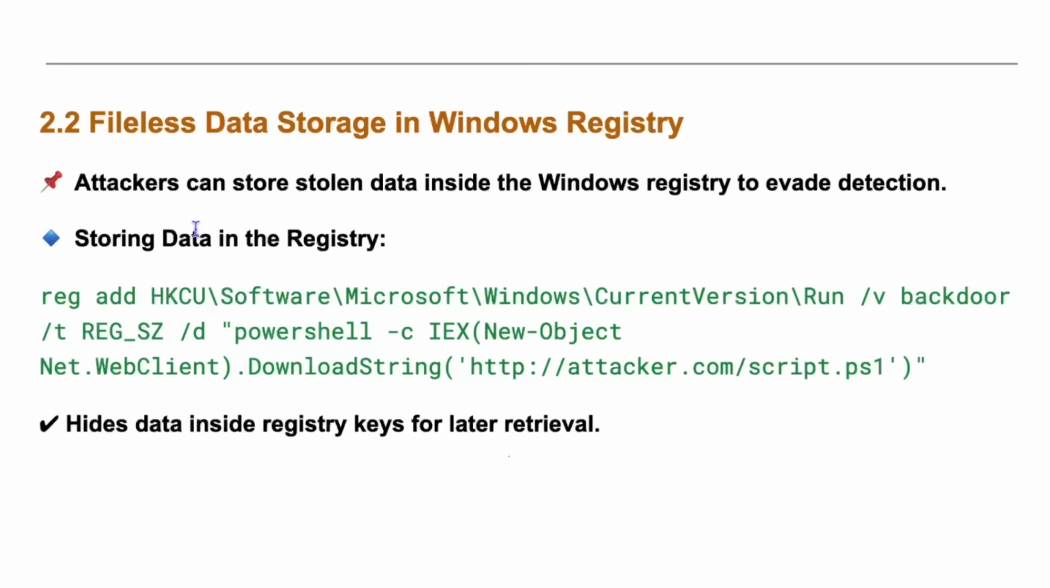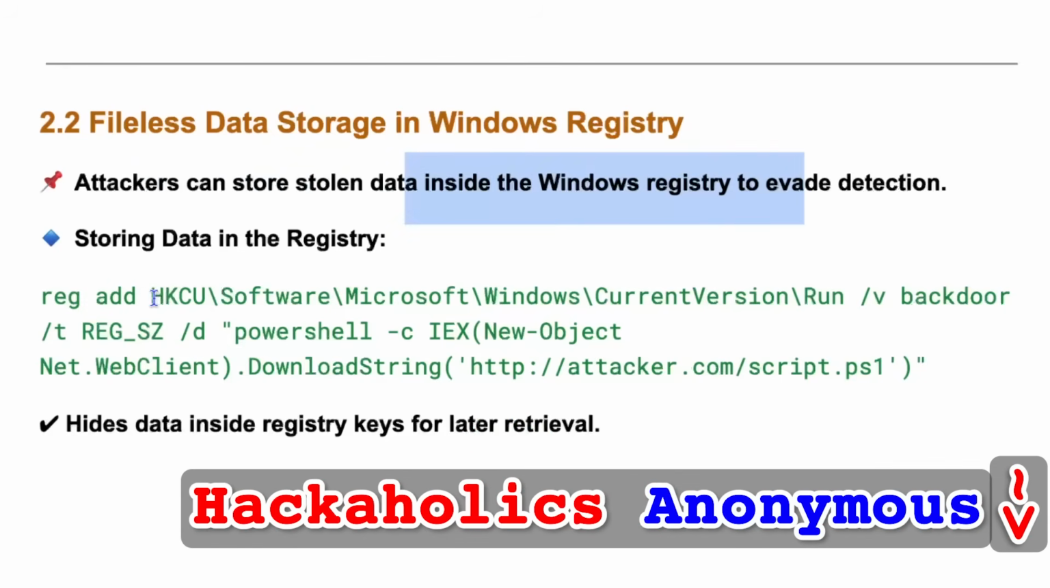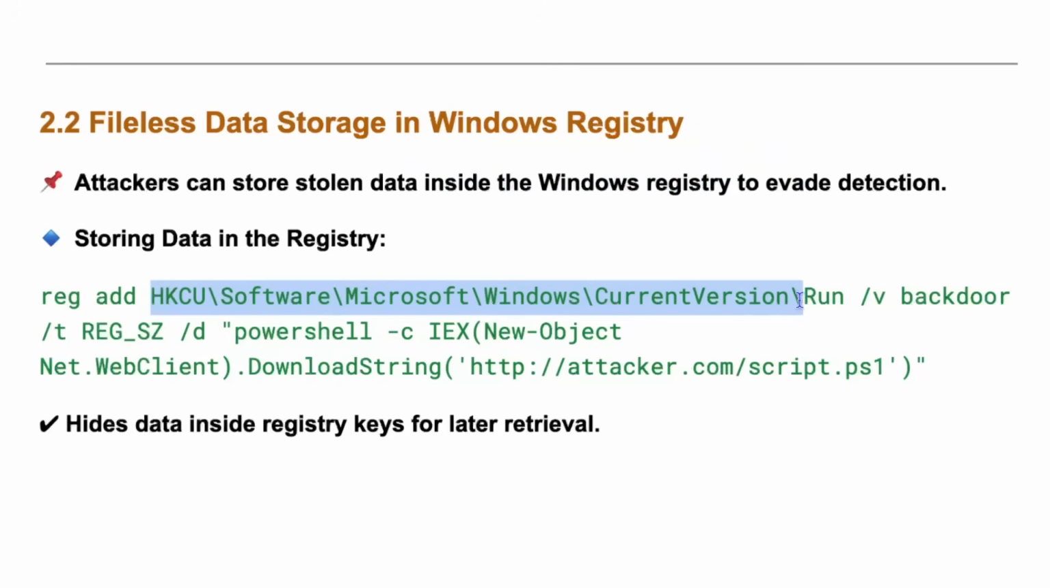Fileless data storage in the Windows registry. Attackers can store stolen data inside the Windows registry to evade detection. If you don't know what a registry entry looks like, this is what that looks like. So this is a registry entry.